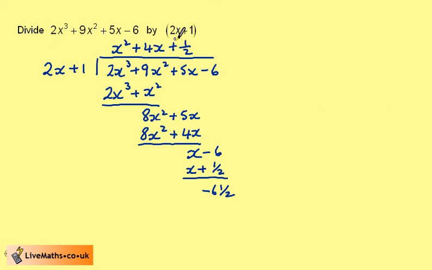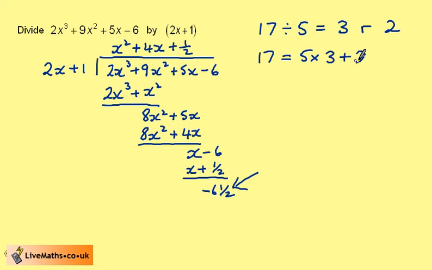As a second example, consider this division, which we can see done here, giving us a remainder of minus 6.5. Considering numbers again, if we had 17 divided by 5, we know this is 3 with a remainder of 2. So 17 may be written as 5 times 3 add 2. 5 comes from here, the 3 is the quotient, and the 2 is the remainder.